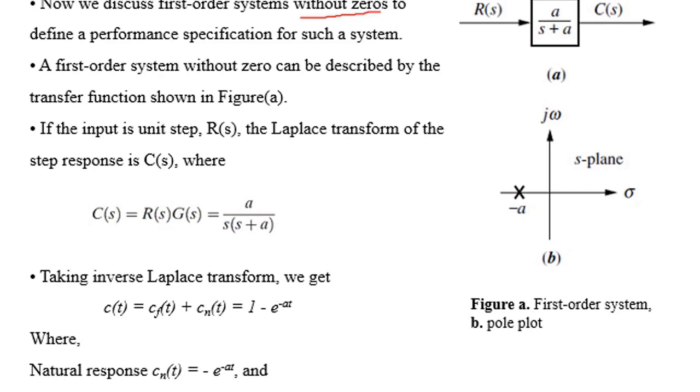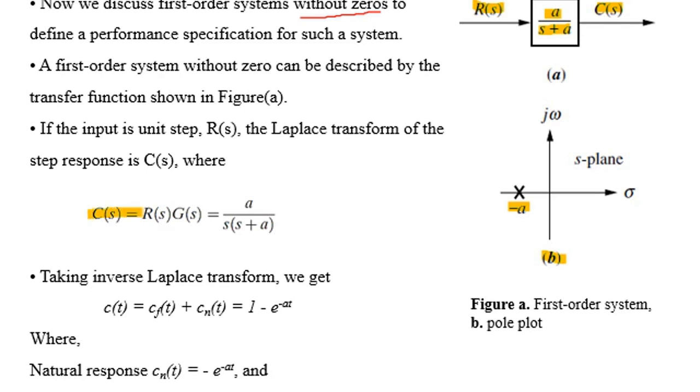If you look at the figure A, the system in figure A is represented by transfer function G of s, which is equal to a divided by s plus a. Means the system is having a single pole. Input of system is R of s, where C of s is output of the system. Figure B represents pole zero plot of the first order system.